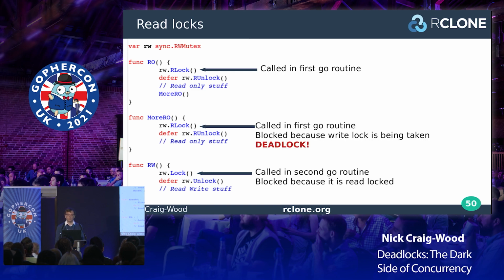The deadlock happens when Go routine 1 attempts to take the read lock again. This is called recursive locking, and none of the standard library locking routines support recursive locking. This lock is blocked because the read-write lock in Go routine 2 is in the process of being taken. This means that the moreRO function will never return, and the RO function will never release its lock. So in turn, the RW function will never acquire the mutex, thus a deadlock.